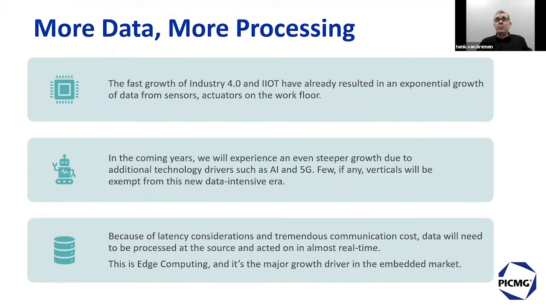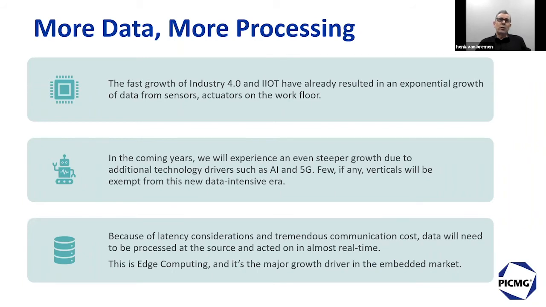So let's step a little bit further back and look at some of the reasons that actually caused the COM-Express Type 7 and COM-HPC to emerge in the first place. Actually, the reason for that is very, very simple. It's the exponential growth of data and the need to process that in the embedded space. We already saw in Industry 4.0, which is actually already coming online, and IIoT, an exponential growth of data from sensors and actuators on the work floor.